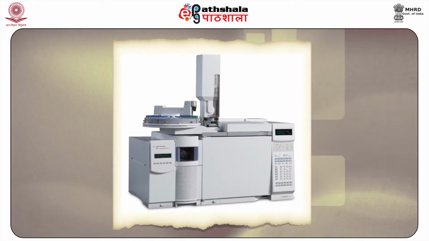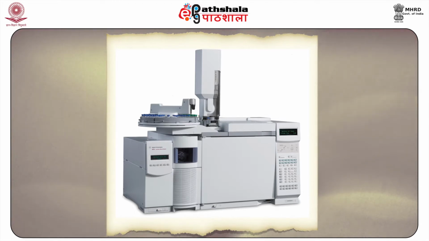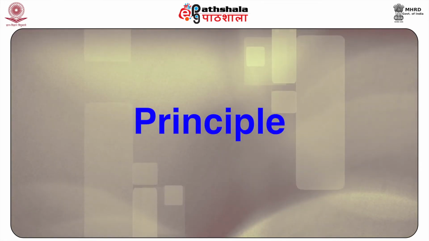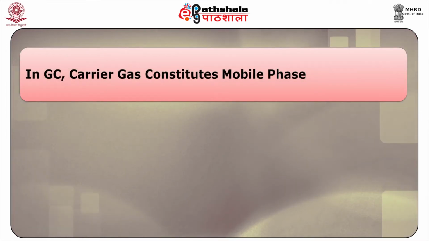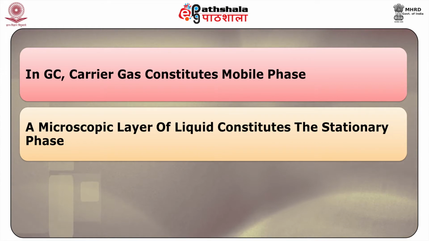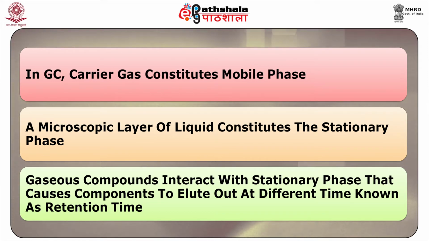Gas chromatography, or GC, is a popular analytical technique employed in separating and analyzing volatile compounds. Principle: in GC, a carrier gas constitutes the mobile phase, usually an unreactive gas like nitrogen or an inert gas like helium. A microscopic layer of liquid present on the metal or glass beads constitutes the stationary phase. Gaseous compounds under analysis interact with the stationary phase, which causes each component to elute out of the column at a different time, which is called the retention time of that component.